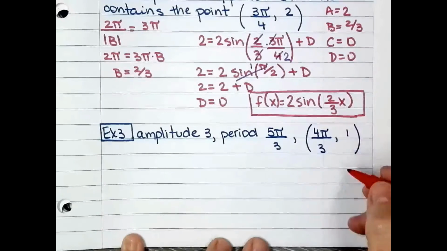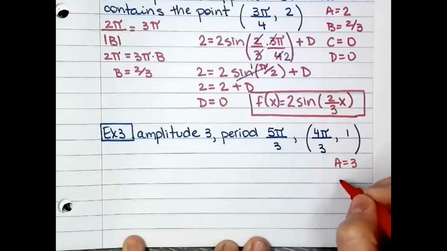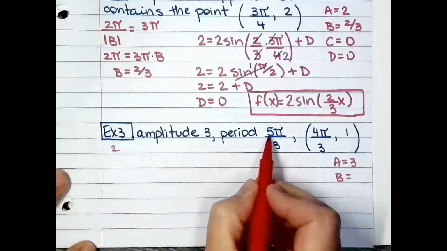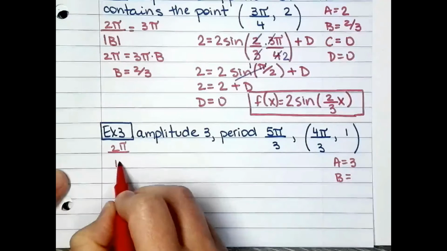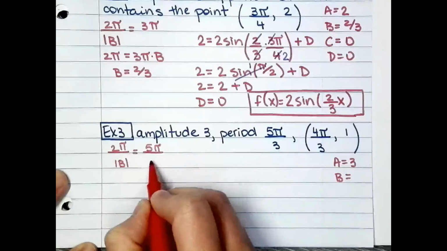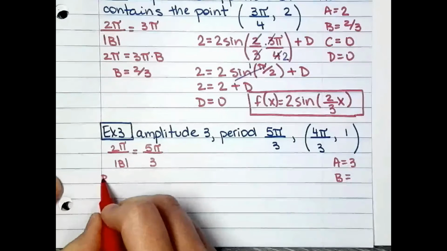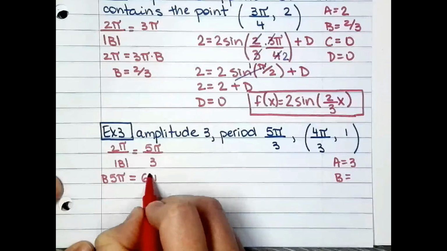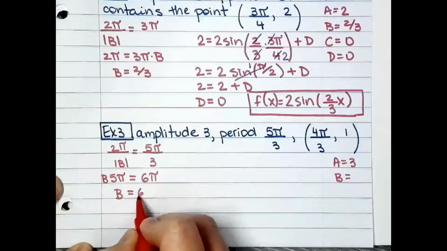So here we go again. A is 3. We need to find B. We need to calculate B. So period is 5 pi over 3. So 2 pi over absolute value of B equals 5 pi over 3. Cross multiply that. So I have B times 5 pi equals 6 pi. Divide both sides. I have B equals 6 over 5.